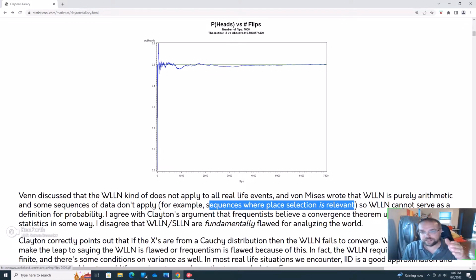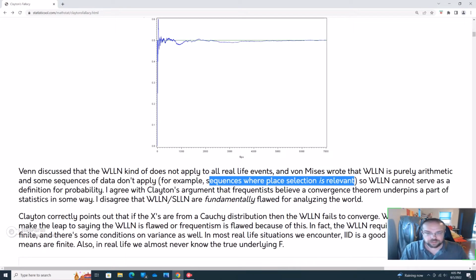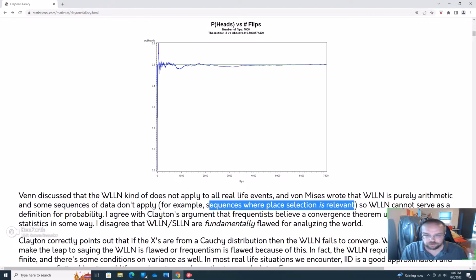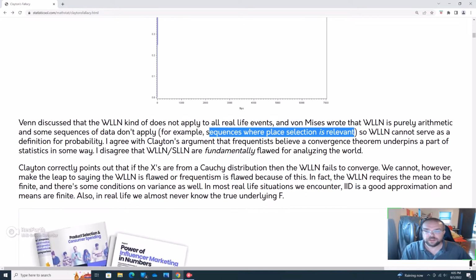So if you're gonna measure the height of that fence, obviously the place selection where you do that is relevant, right? So for the coin flips, no matter where you enter that sequence, if you keep flipping, it's going to converge, is the idea. Okay.